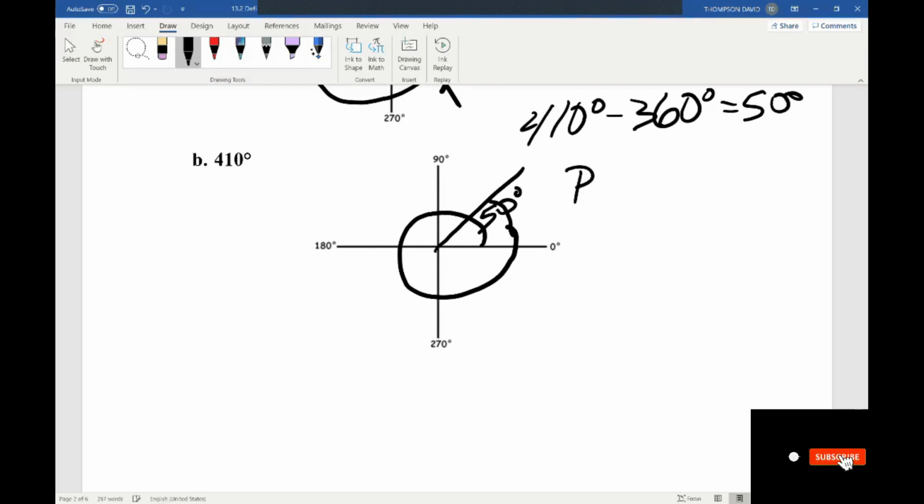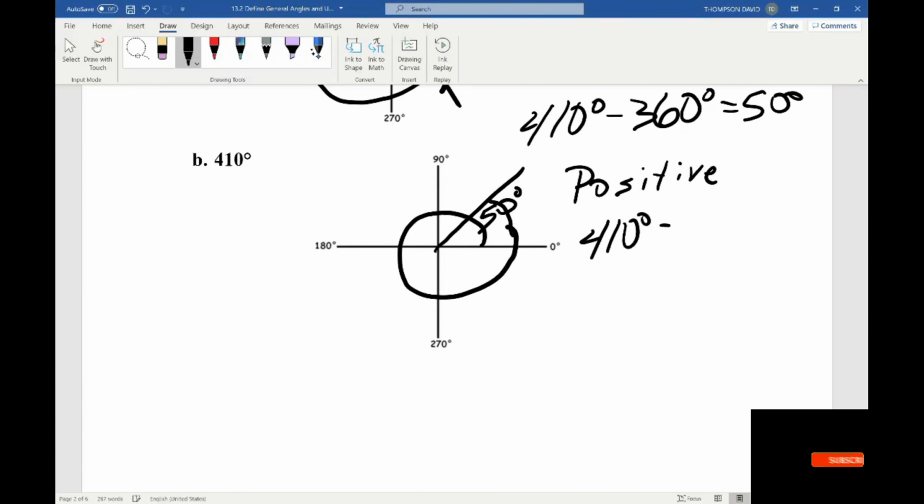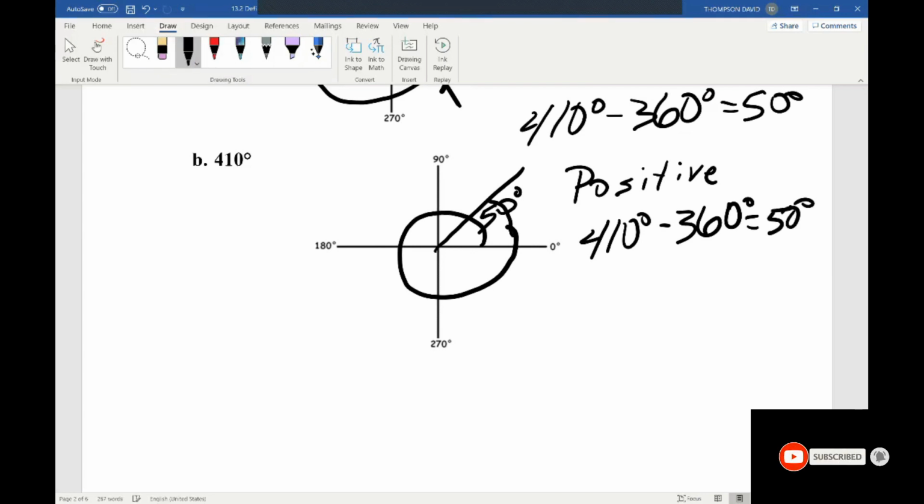Now we want the positive angle. So what we're going to do is do 410 minus 360, and that will be equal to 50 degrees. So just the 50 degree part. We'll do that in red. There's our one angle.